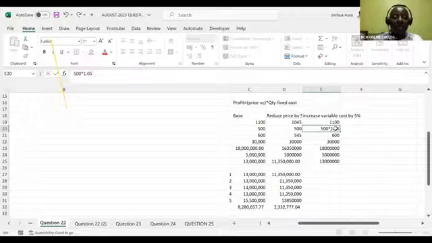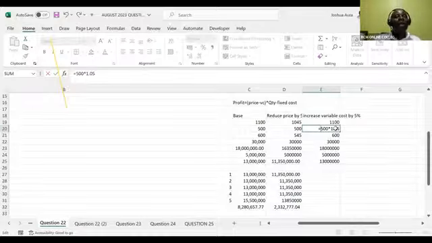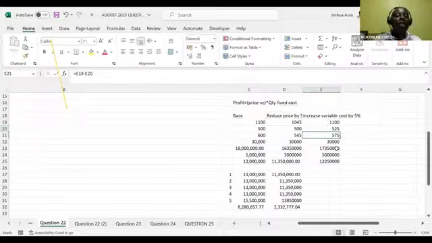You must go back and say equals. And then I should be able to say the rest. Once I say enter, every other thing changes automatically. So I have a new cash flow profit there.